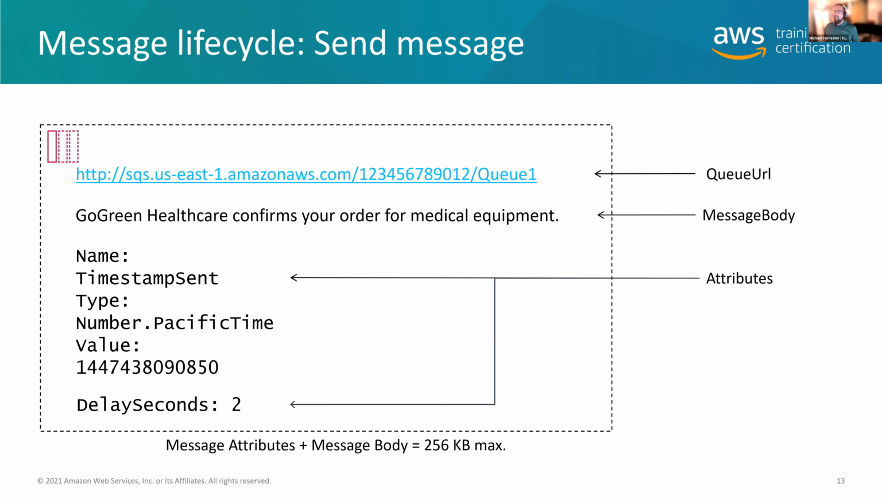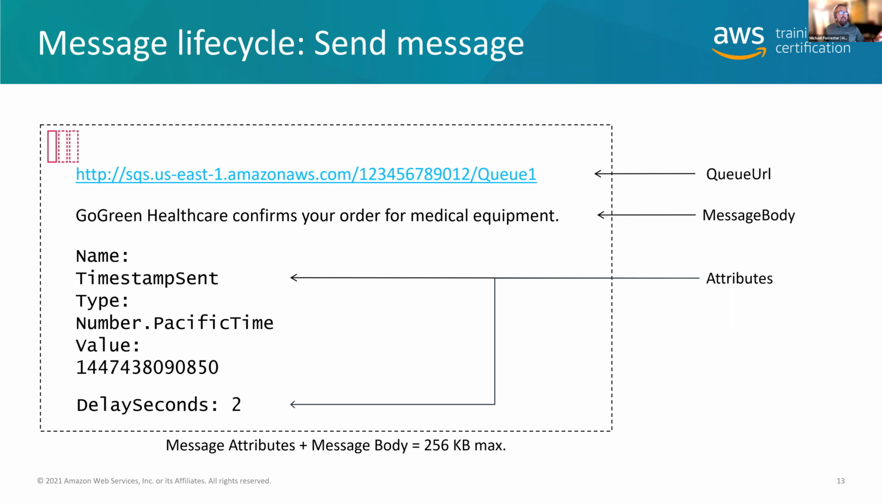Now, when you send a message, there's obviously the queue URL, which talks about the SQS queue you're using. There's the message body, and there's attributes in here. So note that you can also delay a message if you want to and say, hey, I don't want anybody to pick this message up for like 5 seconds or something like that, or 10 seconds or whatever.